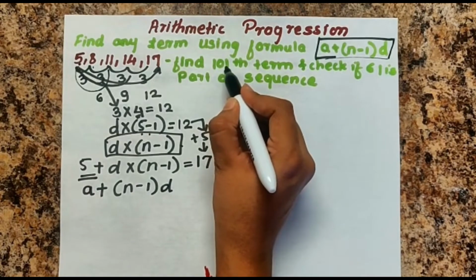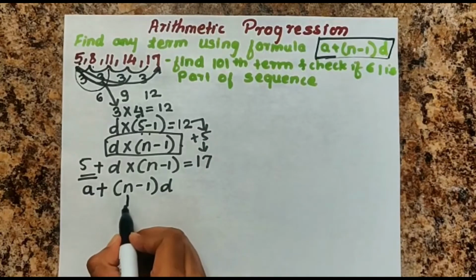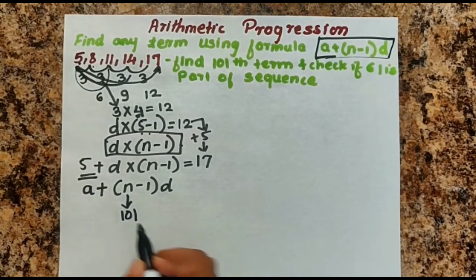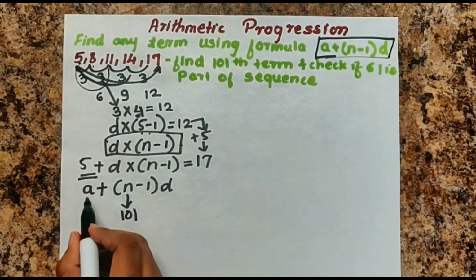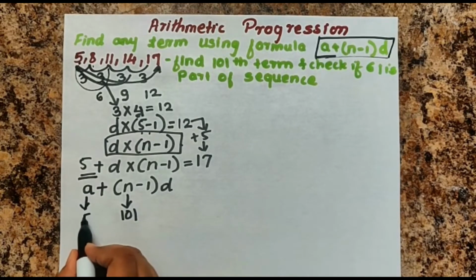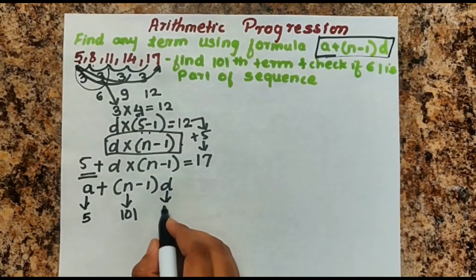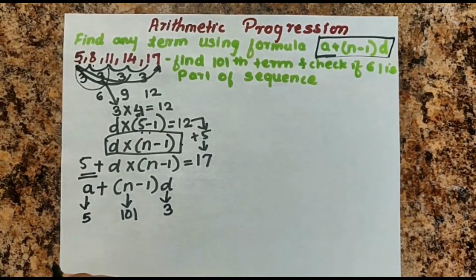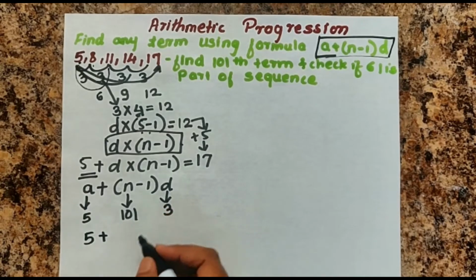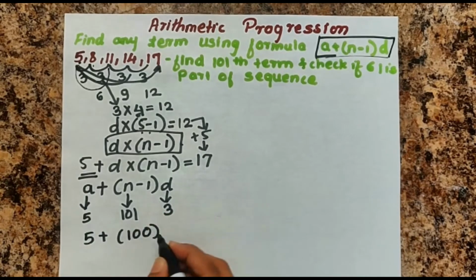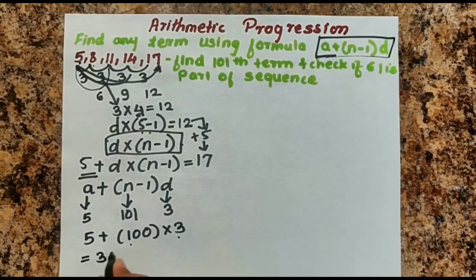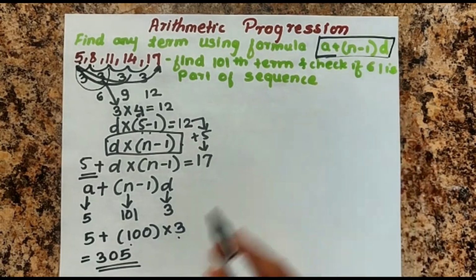If I want to find the 101st term, the value of n is 101, the value of a is my first term, which is 5, and the difference is 3. So it becomes 5 plus 101 minus 1, which is 100. 100 multiplied by 3 becomes 300, and 300 plus 5 will be 305. So my 101st term is 305.